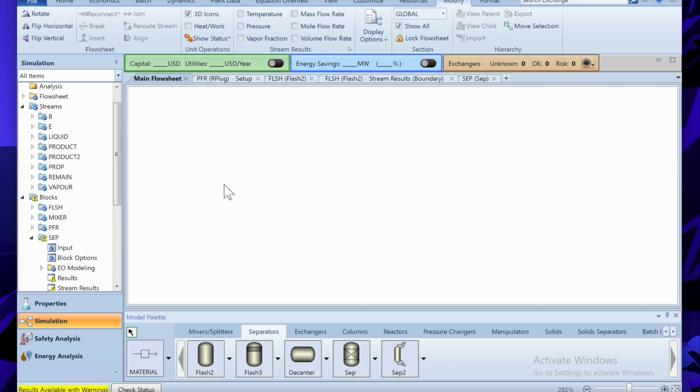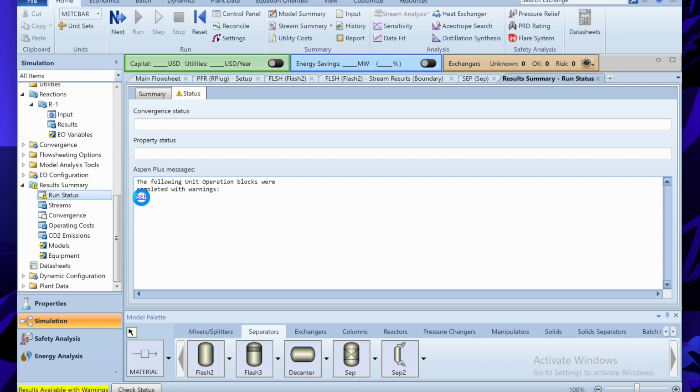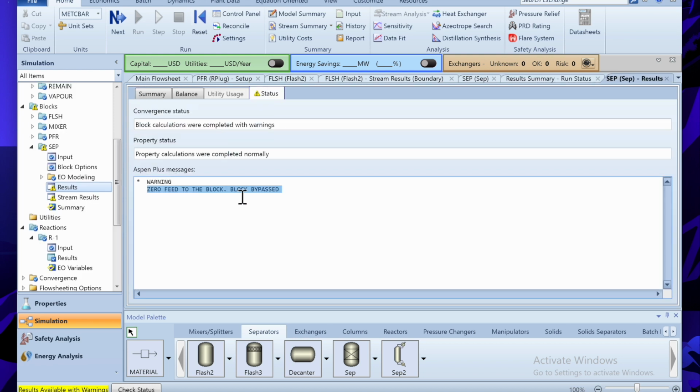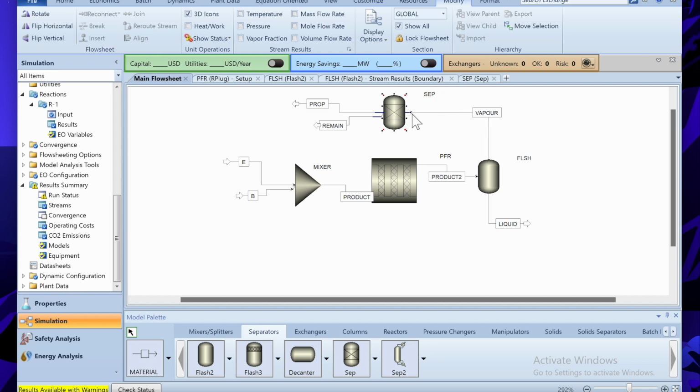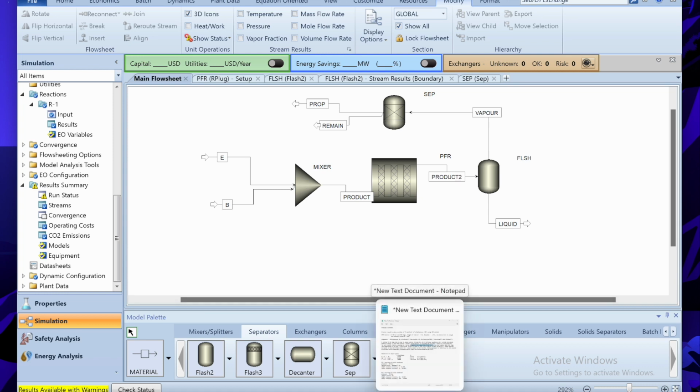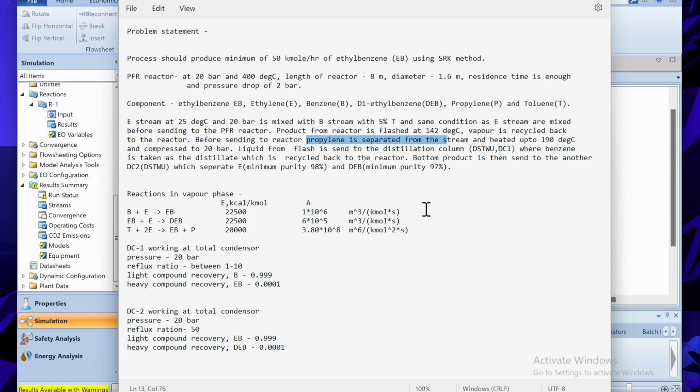So you can see that warning. The warning is that there is 0 feed to the block. Okay, it is because there is no feed in the vapor phase, so it bypasses this. Correct. Okay, so let's continue, because when we join the recycle, then it can work properly. So let's do the next step.